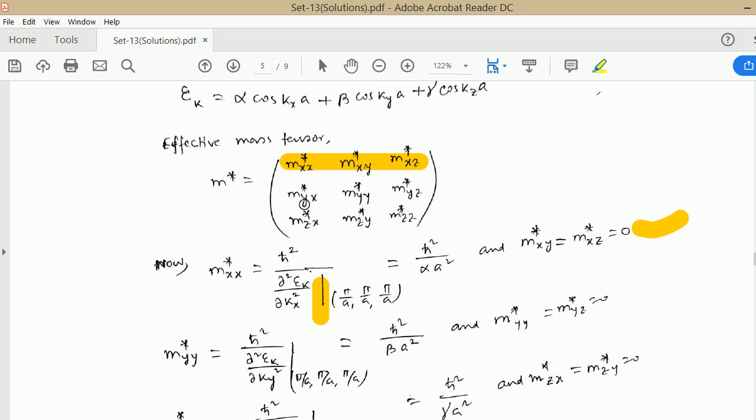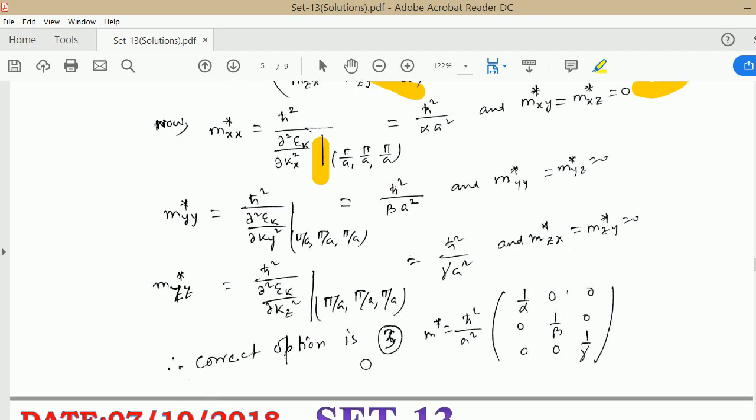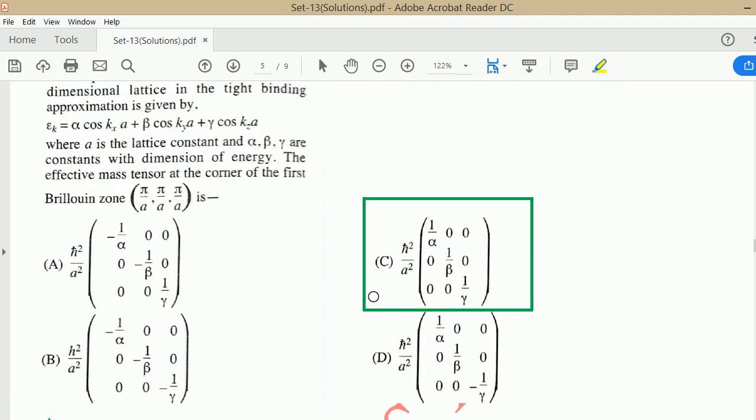For the next rows, only the diagonal terms will survive and the other terms will vanish, and those are calculated in the same way as this. Therefore, if we calculate it, you will get h bar square common, with 1 by alpha, 1 by beta, 1 by gamma. Only the diagonal terms are surviving, the other terms are 0. So it is matching with option 3.